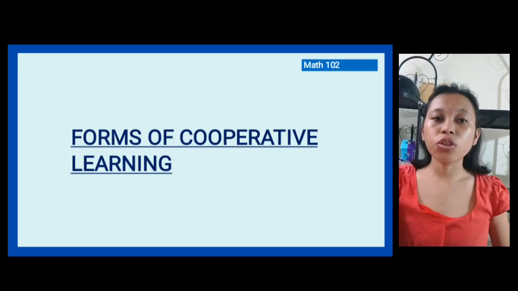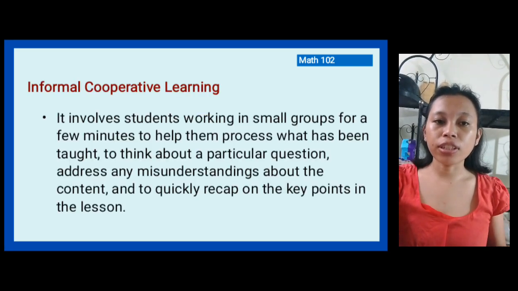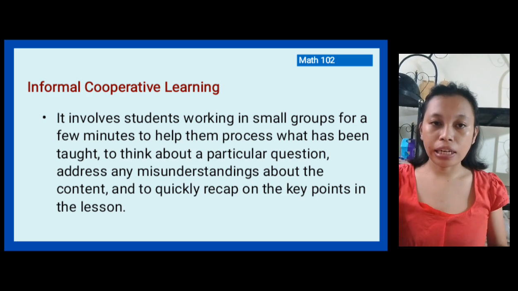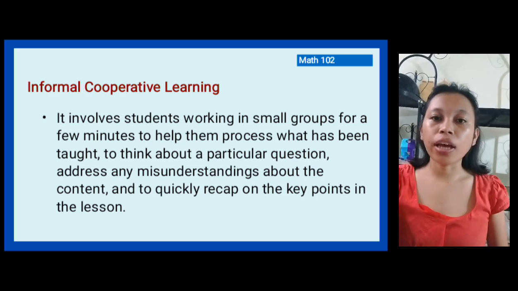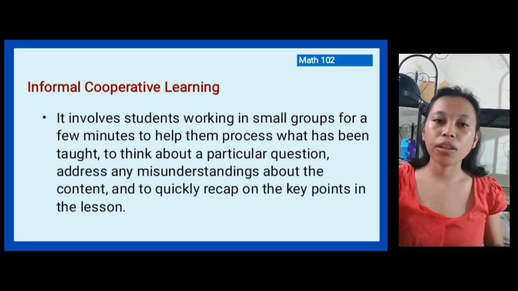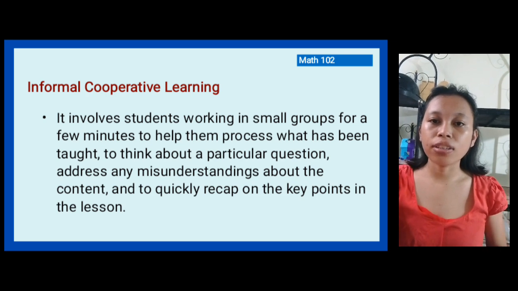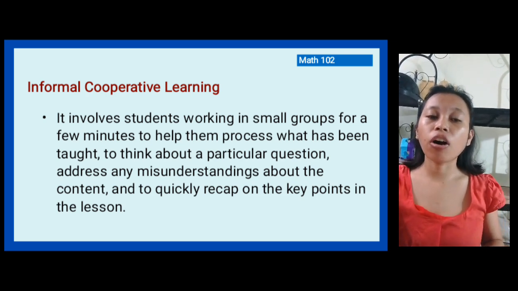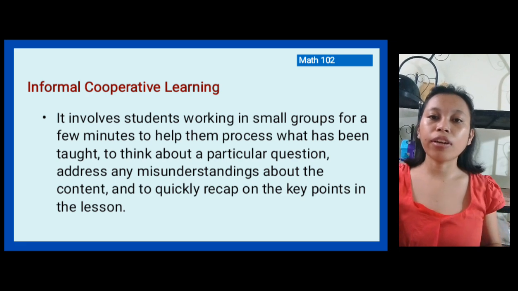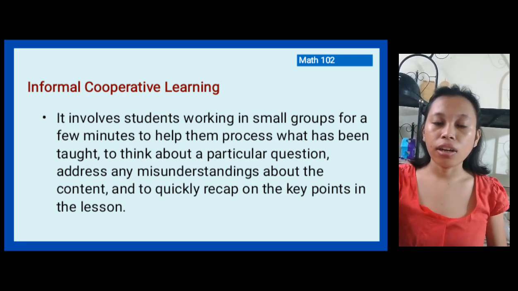Now let's proceed to the forms of cooperative learning. Let us know first the informal cooperative learning. It involves students working in small groups for a few minutes to help them process what has been taught, to think about a particular question, address any misunderstandings about the content, and to quickly recap on the key points in the lesson.